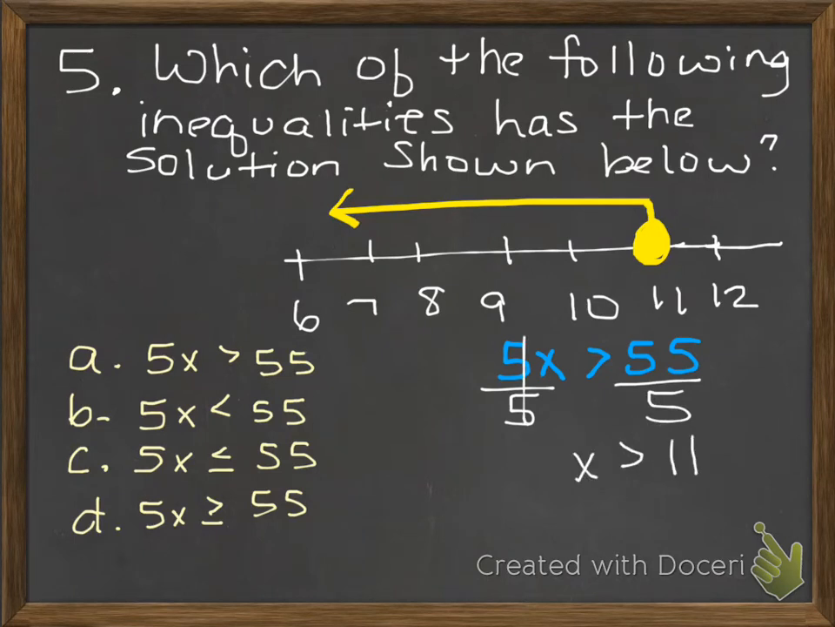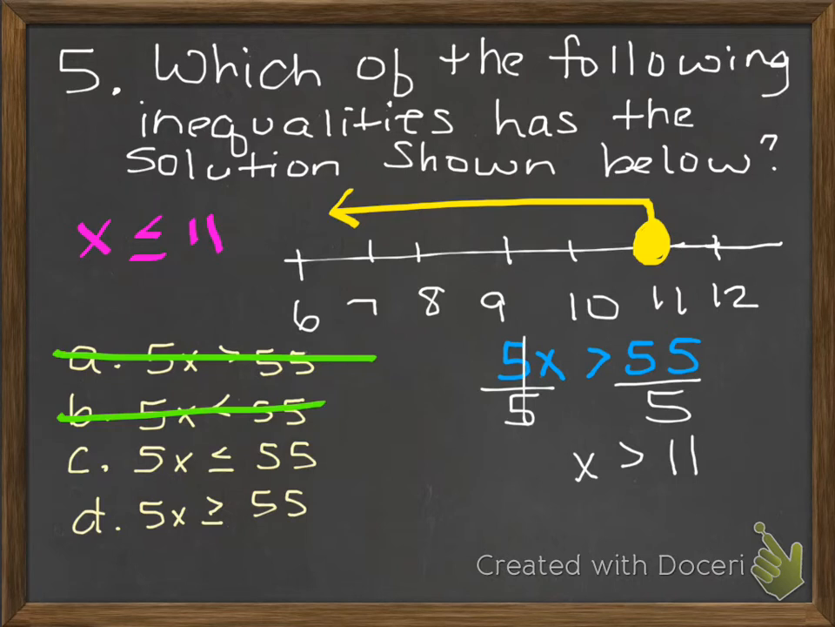So essentially I've solved the problem for all four of them, and now I just need to see which one actually matches this yellow dot. Right away, make sure you see that the dot is closed. If the dot's closed, that means immediately you can eliminate A and B, because A and B do not have the line underneath the symbol. The answer to this particular inequality up here, I'm going to change to pink, is going to be x is less than or equal to 11.